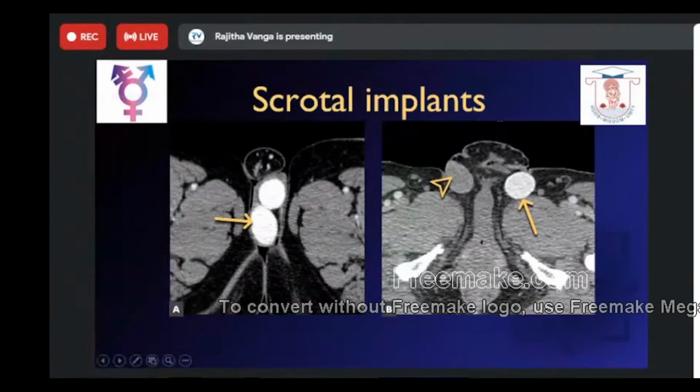Okay. So here you can see the scrotal implants and testicular implants. The scrotal implants are usually made of silicone. So silicone implants and the testicular prosthesis, which function as a pump for hydraulic erectile devices.